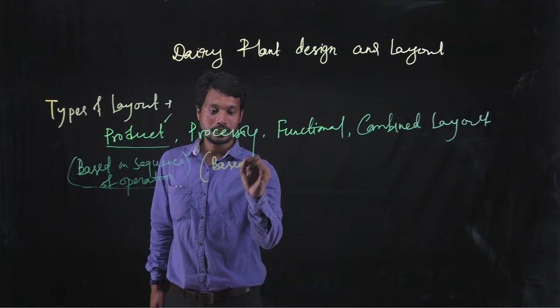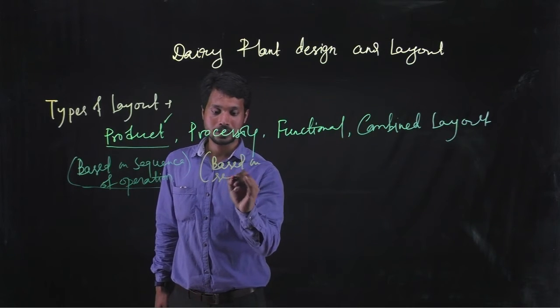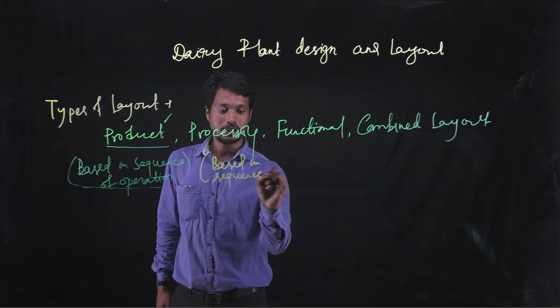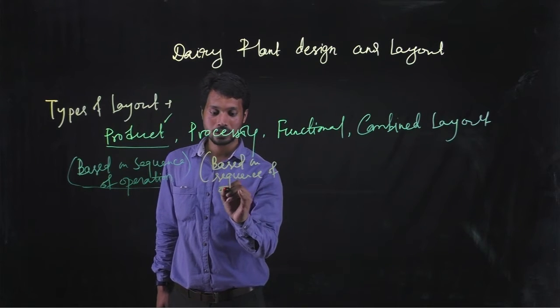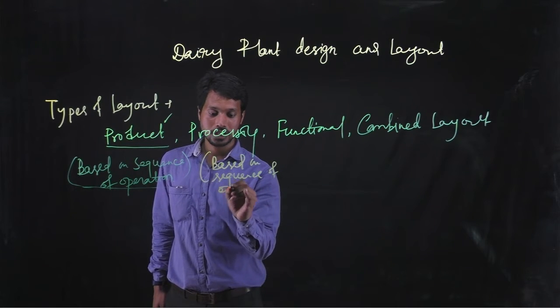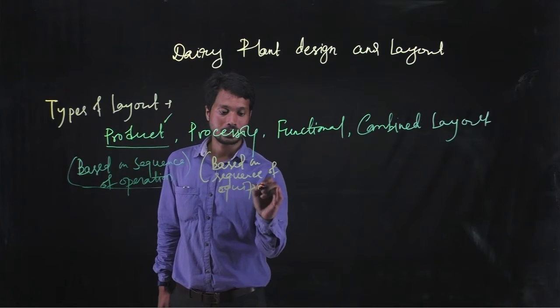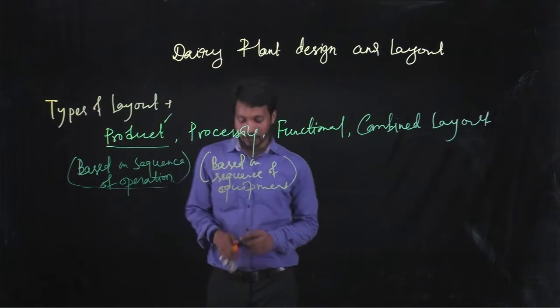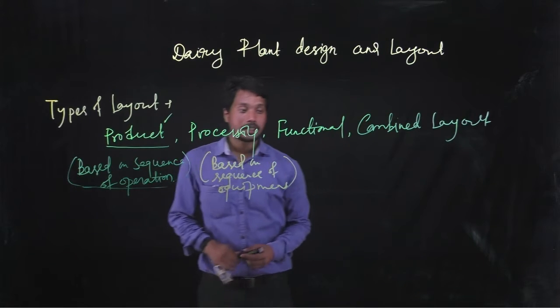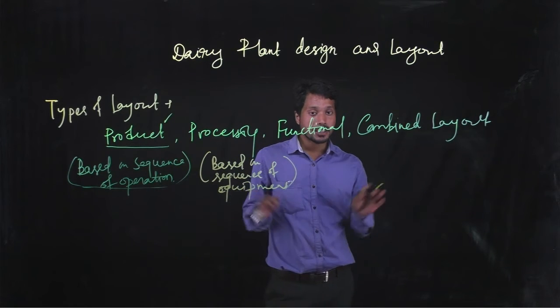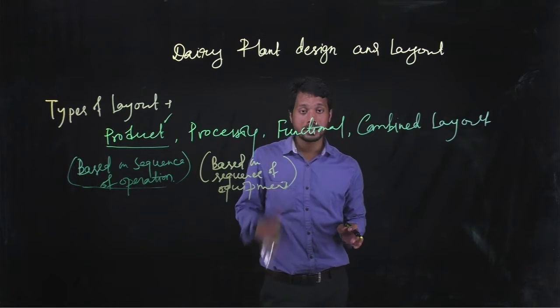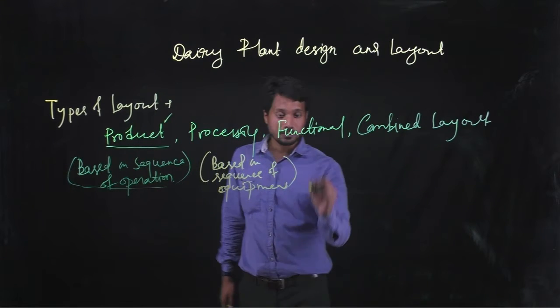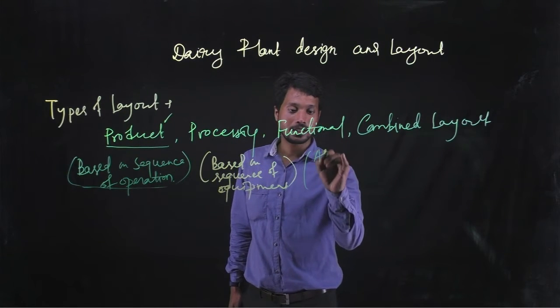And if you have a layout that is based on the sequence of equipment, not operation, then it's called process layout. And in functional layout, all the materials must be taken into one place, then it's called functional layout.